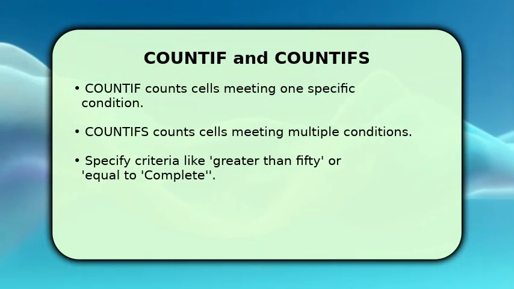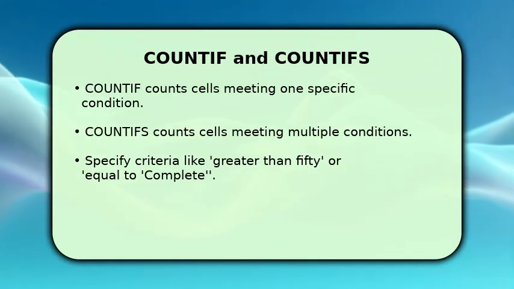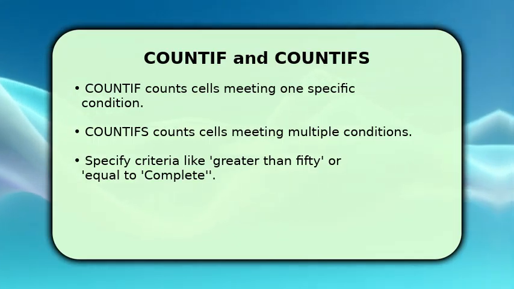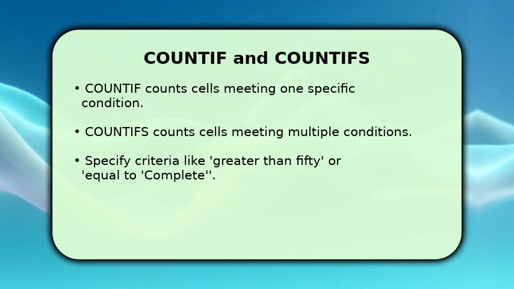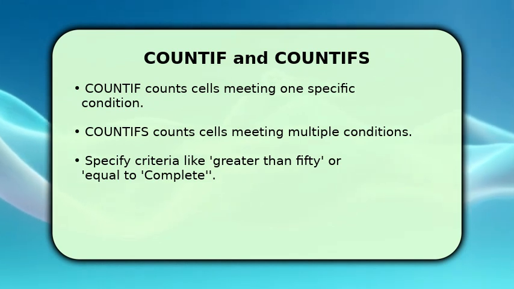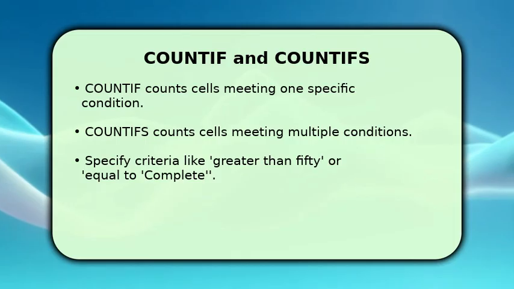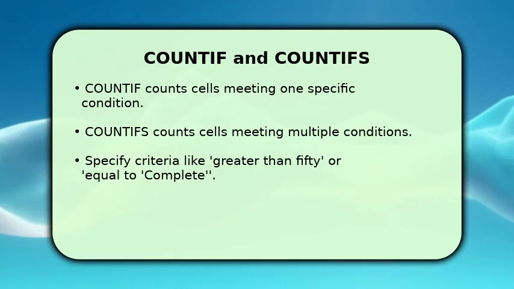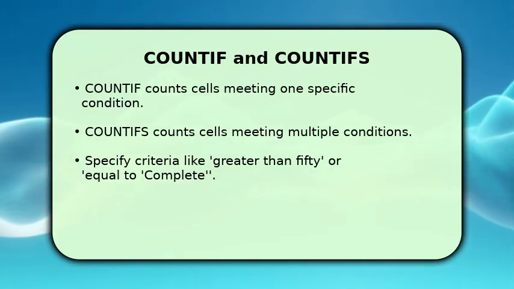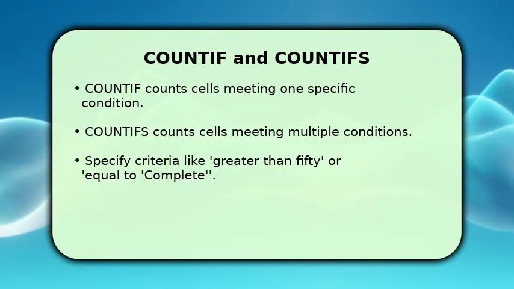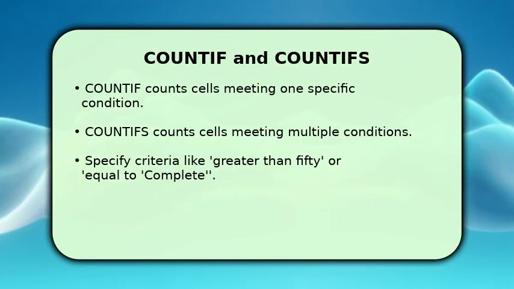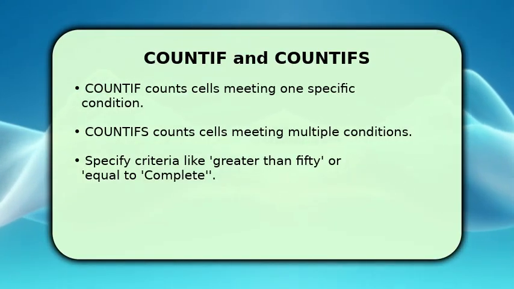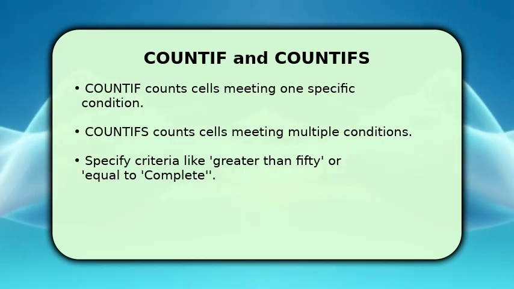Now, let's explore how to count cells based on specific conditions. The COUNTIF function allows you to count cells that meet a single criterion, such as counting all sales over $100. If you need to apply multiple conditions, COUNTIFS is your go-to. For instance, you could count sales over $100 made by a specific salesperson. These functions provide incredible flexibility for detailed data analysis, helping you pinpoint exact subsets of your information.